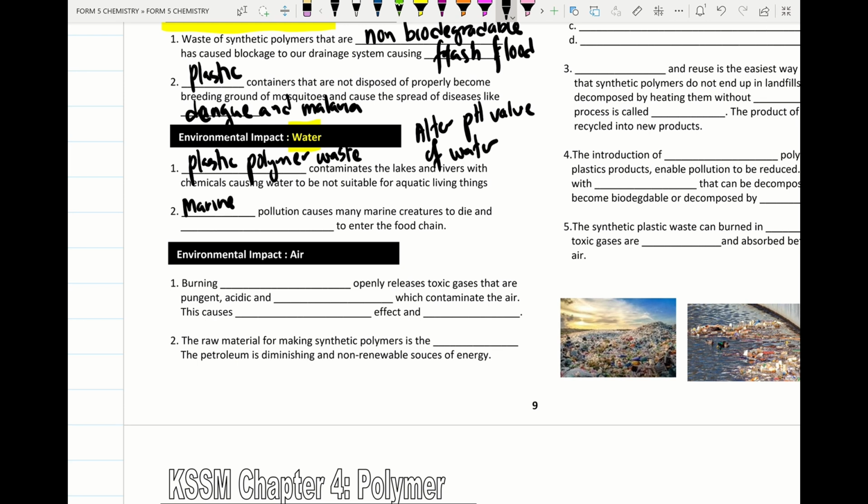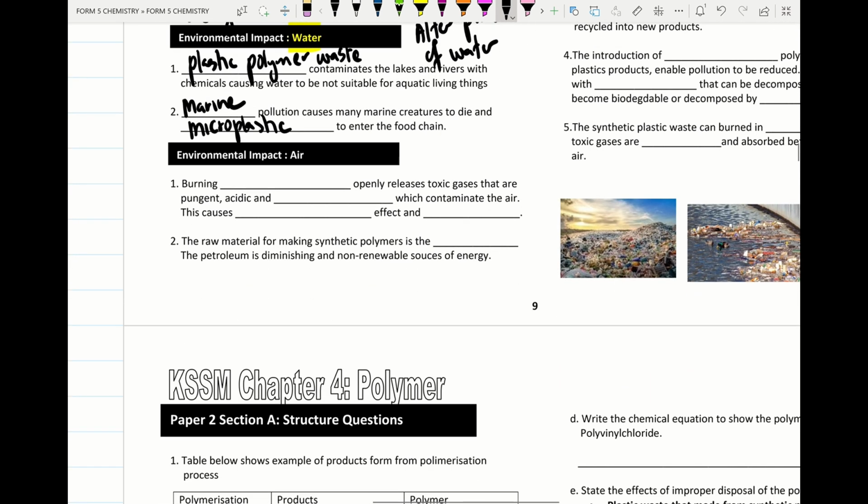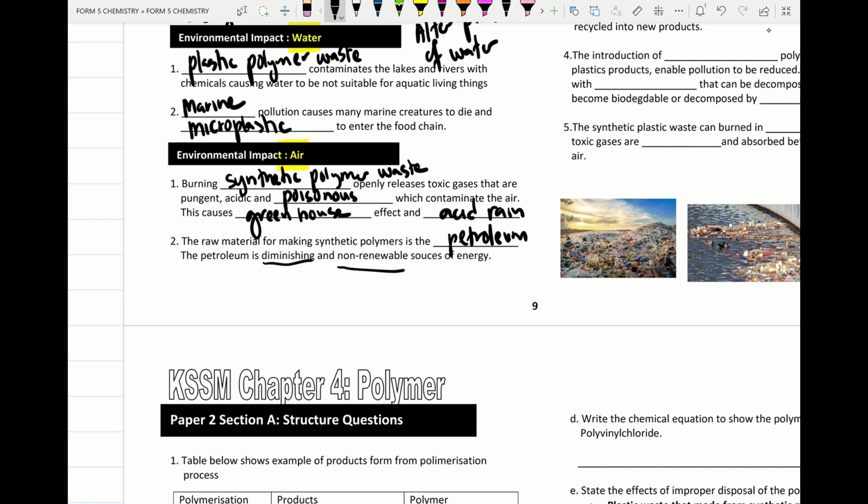Point number 2, marine pollution causes marine creatures to die, and microplastics or tiny plastics enter the food chain. Third, the environmental impact on the air: the open burning of synthetic polymer waste releases toxic gases that are pungent, acidic, and also poisonous, which can contaminate the air and cause the greenhouse effect and also acid rain. Point number 2, the raw material for making synthetic polymer is petroleum. This petroleum is diminishing and is a non-renewable source of energy.